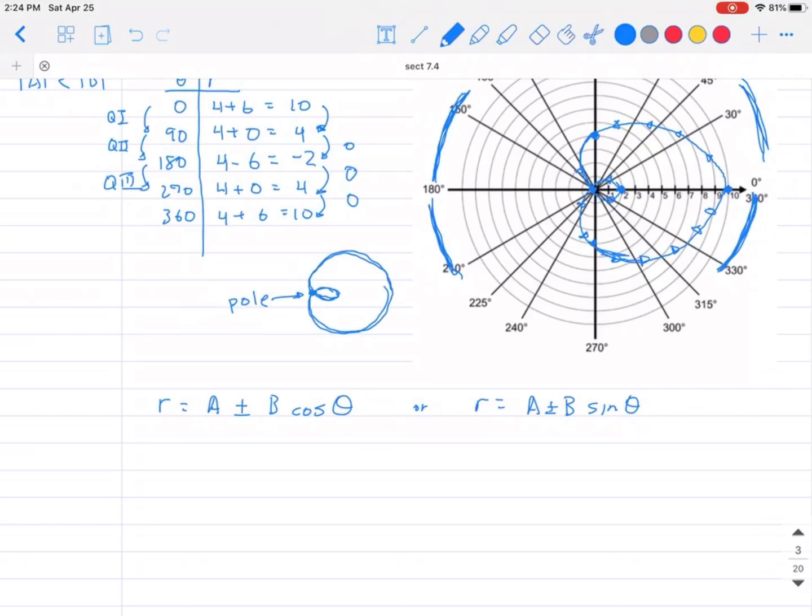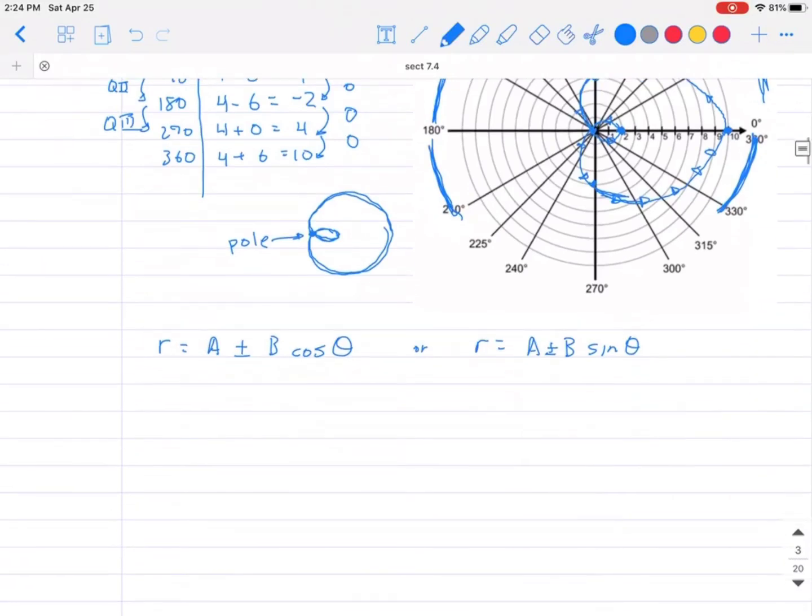Okay. The cosine or the sine basically tells you the orientation of the graph. Is this going to be opening upward or downward? But more importantly, just think about what happens with the values of a and b. If you have absolute value of a is equal to absolute value of b, you have a shape that looks kind of like a heart, or like a butt, depending on how you look at it.